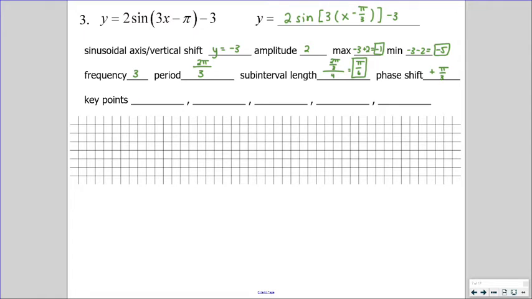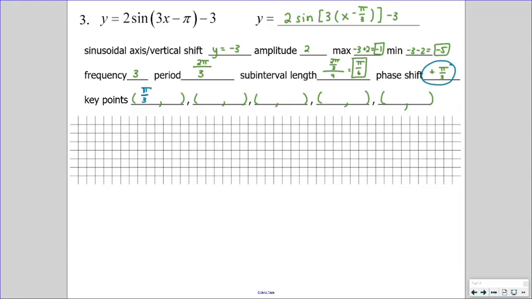Now, here's the difference in the key points. The only thing that's going to differ from the steps that you guys have been taking in the last couple of homework assignments is going to be where we start the first key point. So our phase shift now becomes the first x value in our set of key points. That's the only difference you have to remember, is that we're going to be starting at the phase shift instead of at 0.